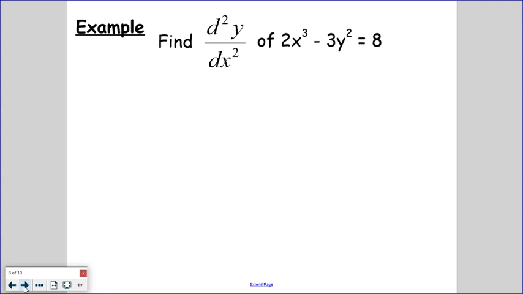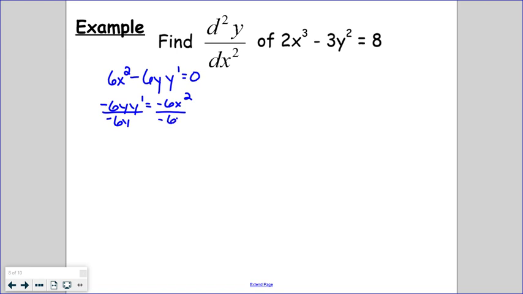So start with your first derivative like normal. So as we do the derivative of our first derivative, let's see, 3 times 2 is 6x squared. And then we would have 6y to the first, y prime, equals 0. Solving for y prime, I would subtract 6x squared, divide by -6y. And we find out that y prime equals, and my -6's cross off, x squared over y.